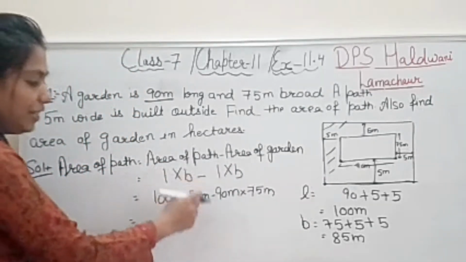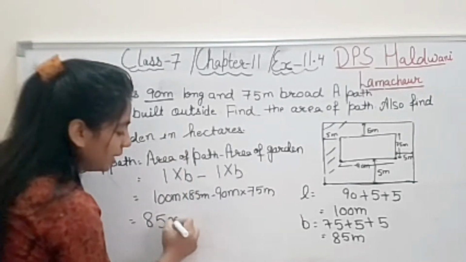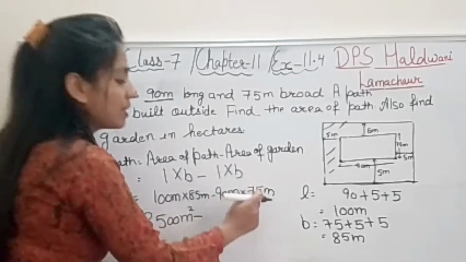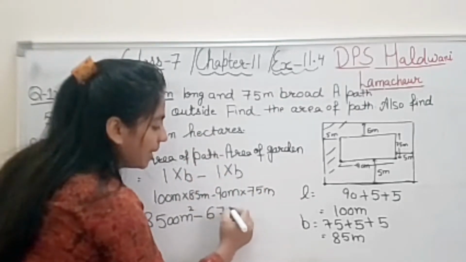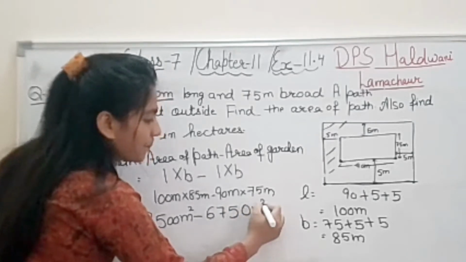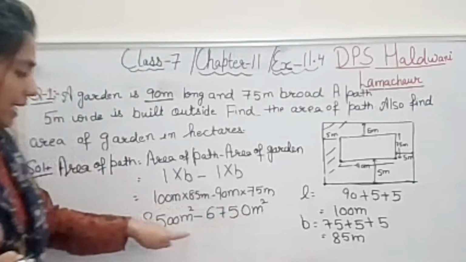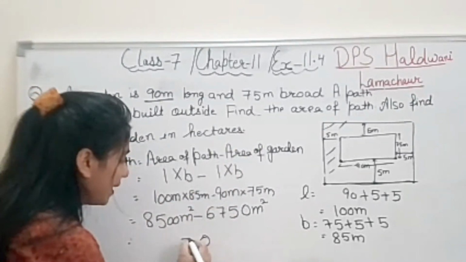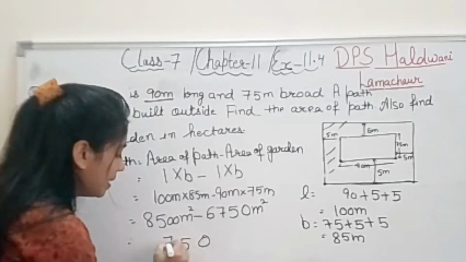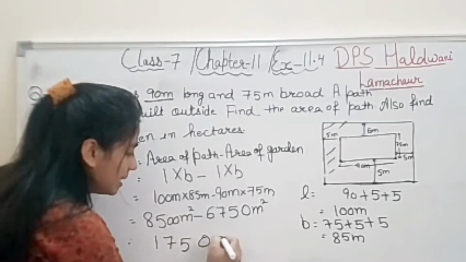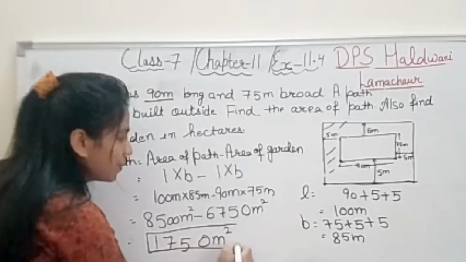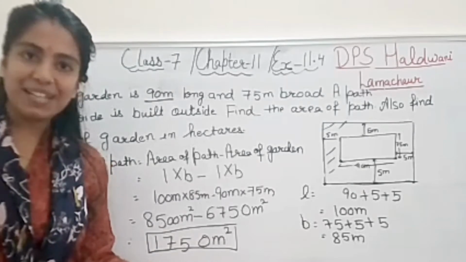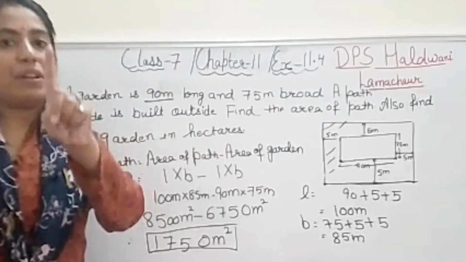That's it. 100 into 85 is 8500 meter square minus 75 into 90. So 75 nines are 675, and a 10 as it is. So this is the area of garden, 6750. Area of path: you will subtract it. 0, 10 minus 5, 5, 14 minus 7, 7, 7 minus 6, 1. So the answer is 1750. So it means the remaining path area is 1750. Very simple. This is the end of the equation. But one more part is there.